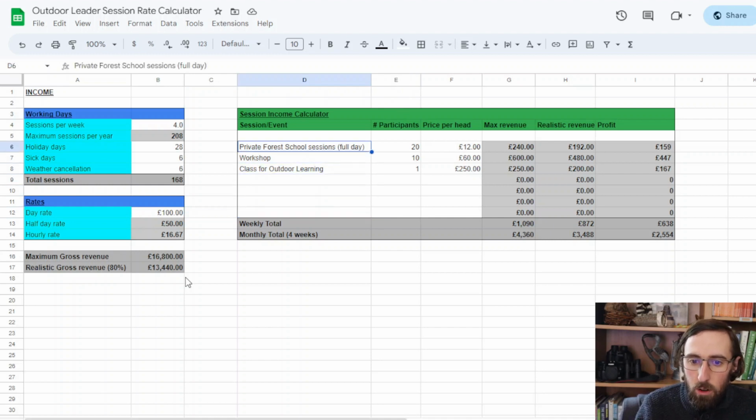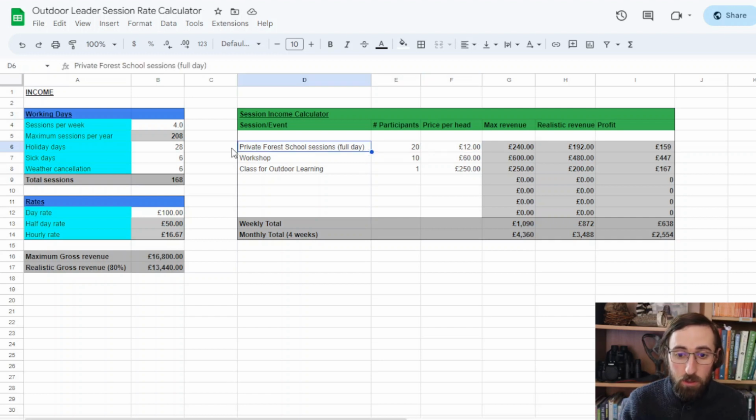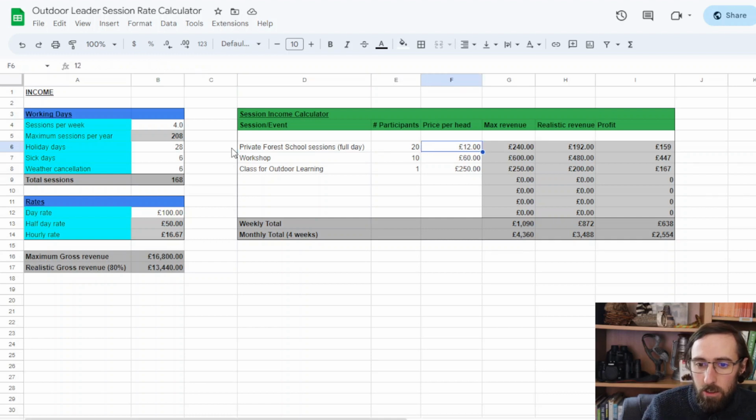So taking it over to this little box, this sits on its own. This gives you an idea of how you're going to price an individual session if you're charging per head. This one is again one you can fill out yourself and work out, do a bit of Excel foo, so change the number of participants, change the number of prices, see where that plays out.